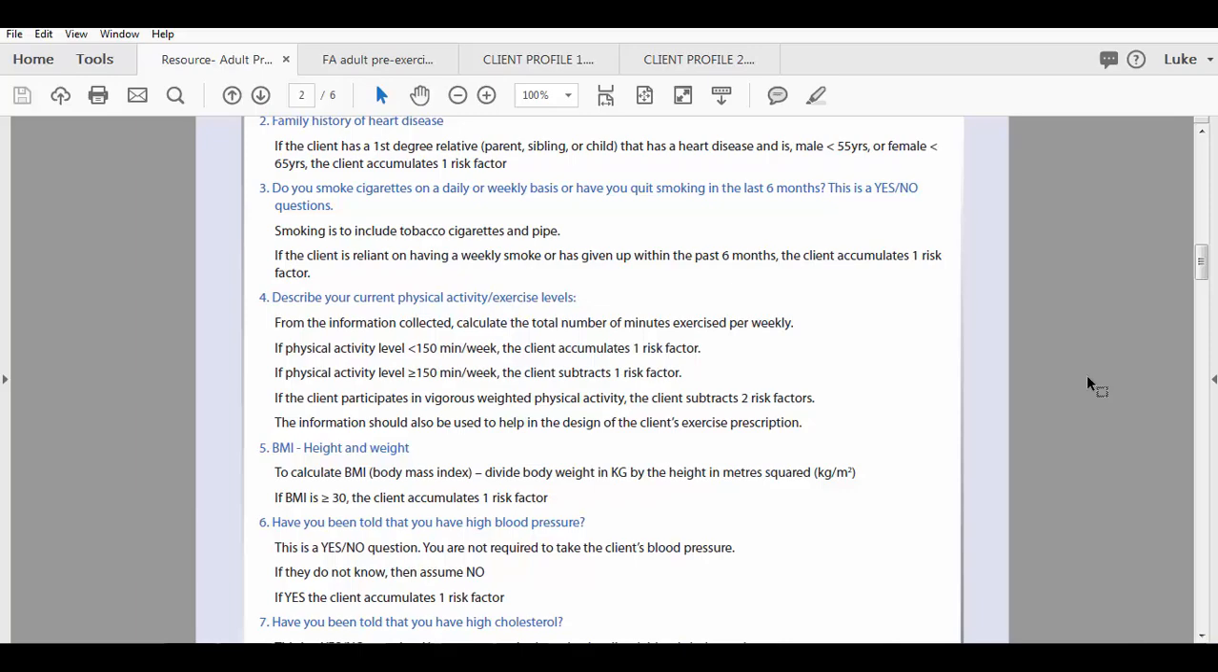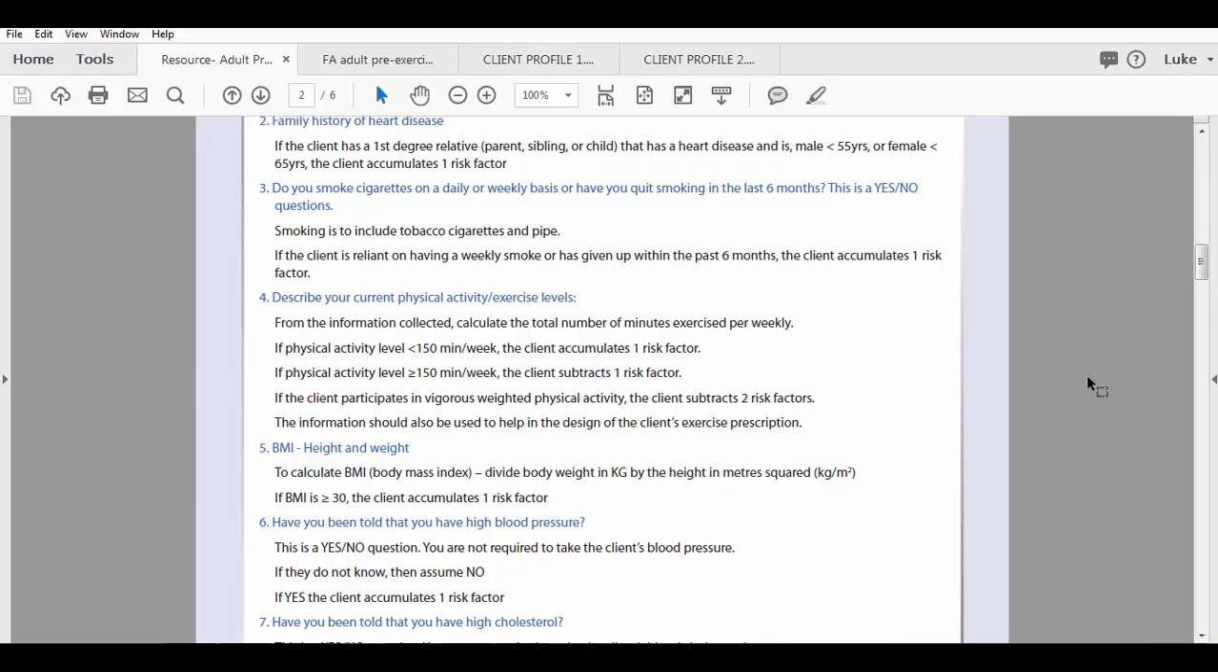Whilst all the other questions can be either 1 or 0, question 4 is either a +1 risk factor for doing less than 150 minutes of activity a week, or a -1, which is a positive, for doing 150 minutes or more per week. Now we have a further scoring system on top of that: if the client participates in vigorous weighted activity, they then subtract 2 risk factors. So if I do 150 minutes or more and some of it is accumulated through vigorous weighted physical activity, then I can minus 2 risk factors instead of 1. So again, that's an even greater positive because I can take 2 risk factors off.